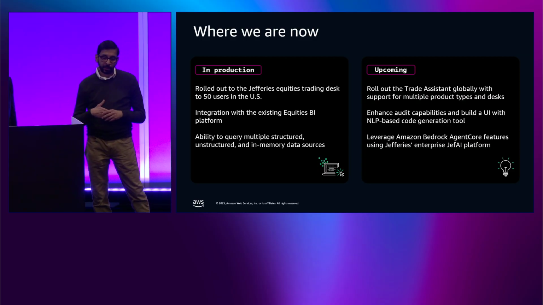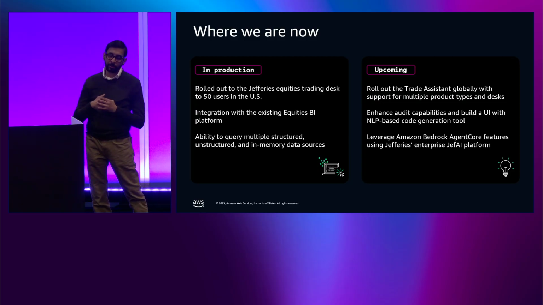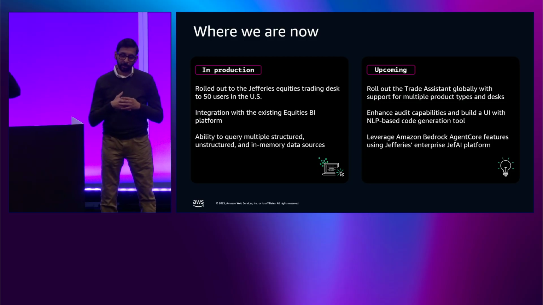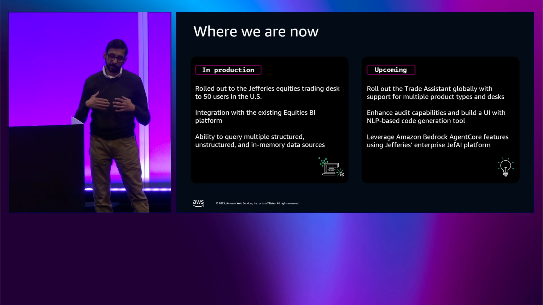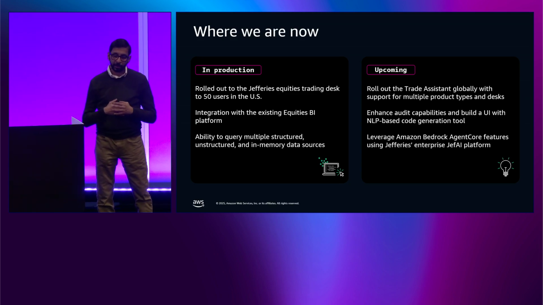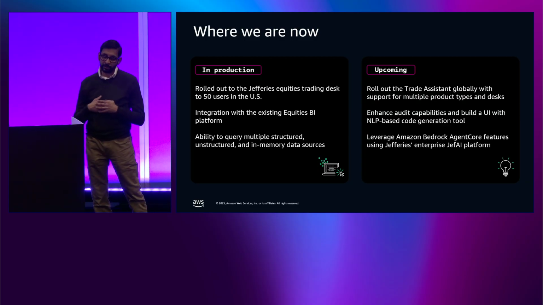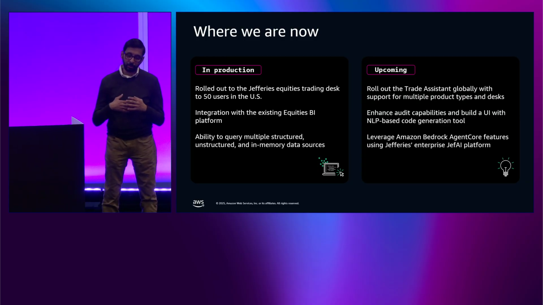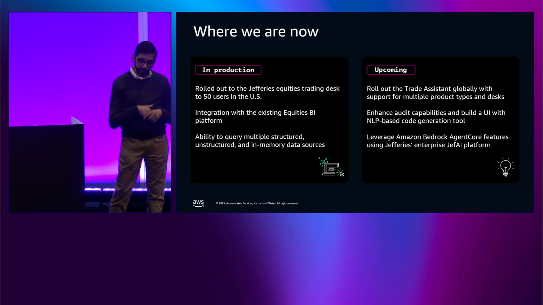Looking ahead, our global rollout strategy focuses on 3 key pillars. First, multi-product expansion, extending the Trade Assistant beyond equities to support diverse product types and trading desks. Second, global deployment, bringing proven efficiency gains to the international trading operations. Third, enhanced governance, strengthening observability and audit trail capabilities to meet our regulatory and compliance requirements.